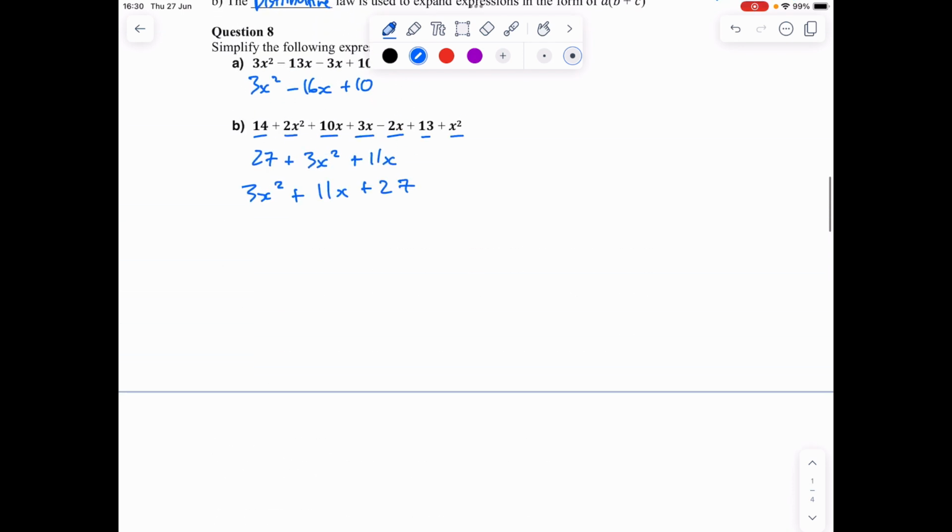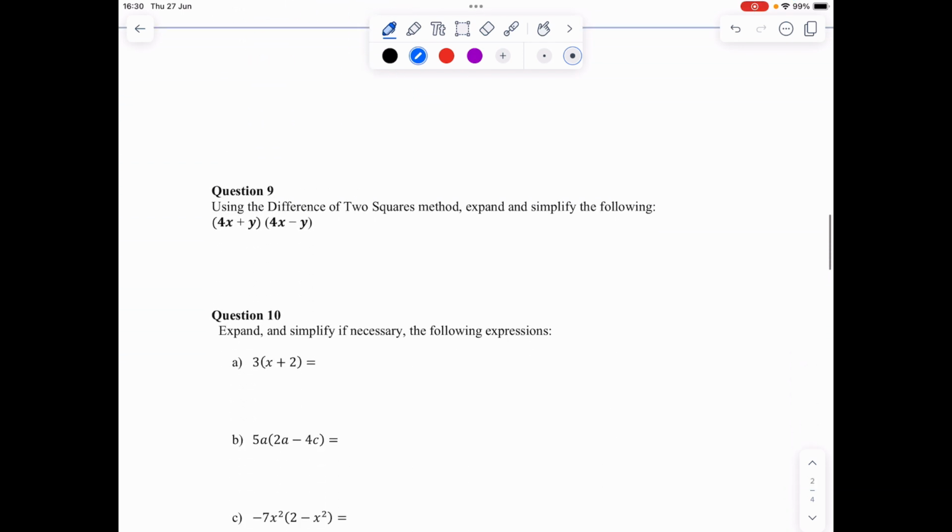Question 9. Using the difference of two squares method, expand and simplify. (a + b)(a - b), and the shortcut is a squared minus b squared. What is a here? It's 4x, so I need to square all of that. Take away b squared, which is just y squared. 4x all squared is 4 times 4, 16x squared, take y squared.